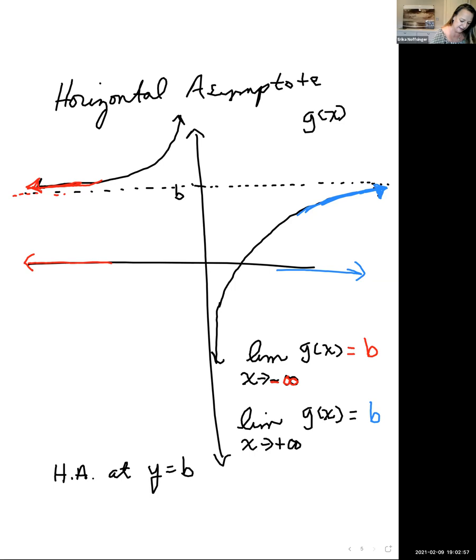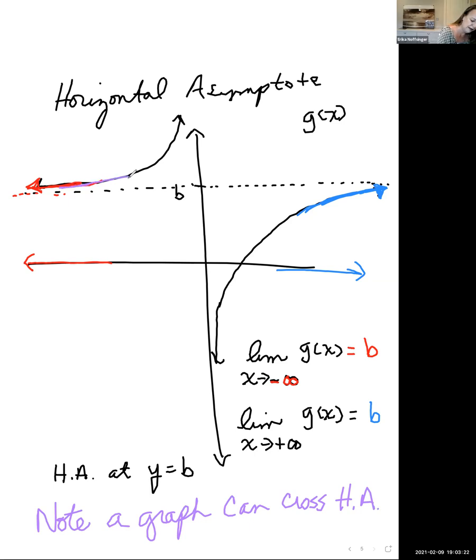A graph can cross a horizontal asymptote. So it can't cross a vertical, but it can cross a horizontal. If it crosses that horizontal asymptote, it's still going to hug it. So for instance, if this was coming down and it crossed this asymptote here, it's still going to hug it on the other side. It's still going to get closer and closer to that as it goes to infinity.